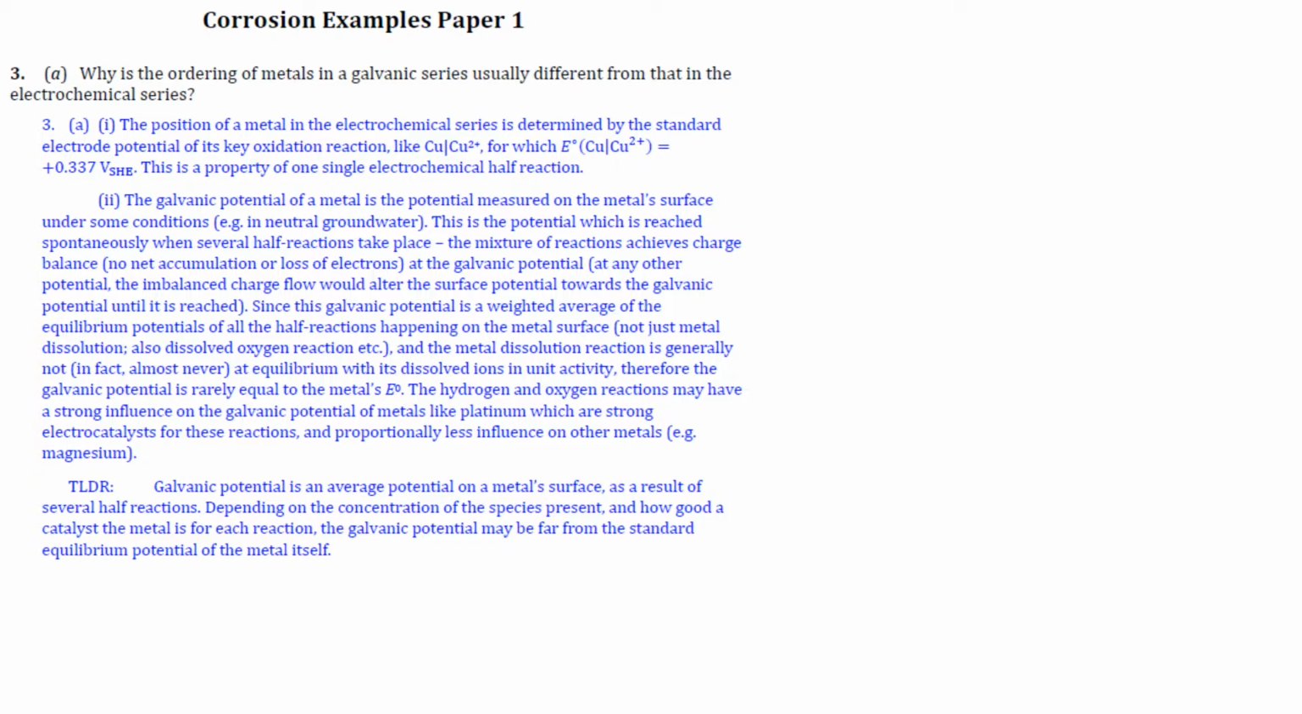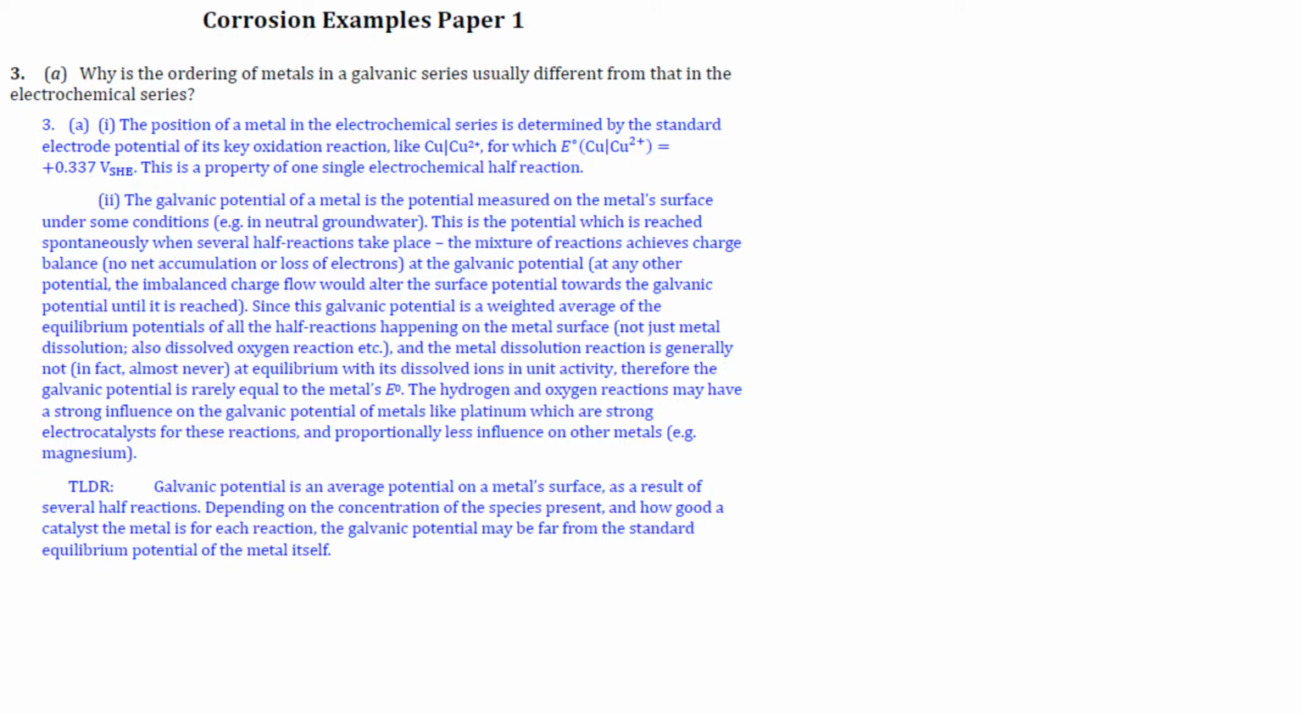The galvanic potential of the metal is the potential measured on the metal's surface under some conditions, like, for example, in neutral groundwater. This is the potential which is reached spontaneously when several half reactions take place on the metal's surface and they reach a pseudo-steady state, or a steady rate process. This mixture of reactions achieves some charge balance, meaning no net accumulation or loss of free electrons, and it does so at the galvanic potential.